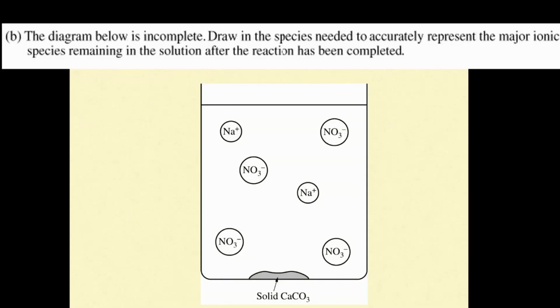The question specifically stated that an excess of calcium nitrate was put into solution, but we don't see any excess calcium ions, only nitrate and sodium, so we need to put in some calcium ions, but we also need to balance the charges. Since there are 2 more nitrates than sodium, there is a -2 charge overall, so we can put 1 calcium 2+ ion in.